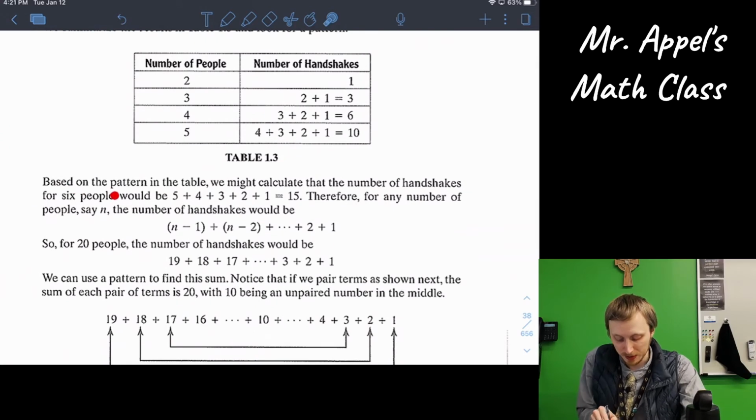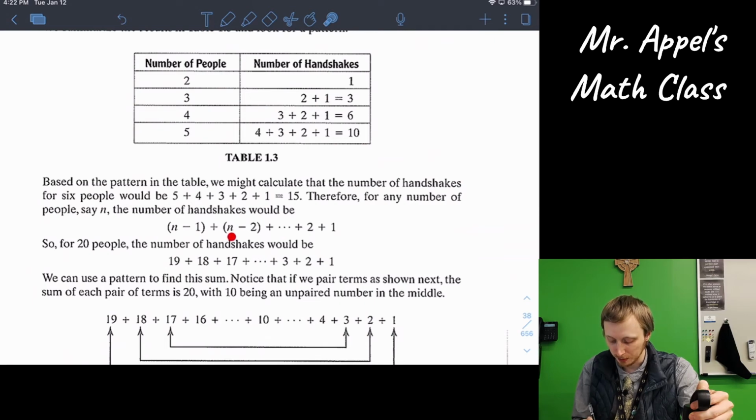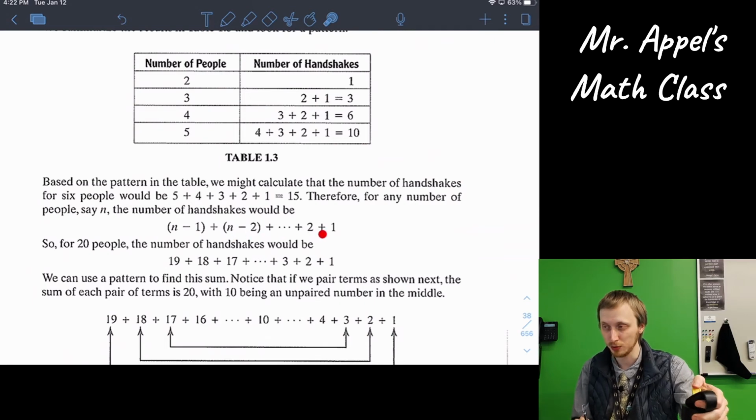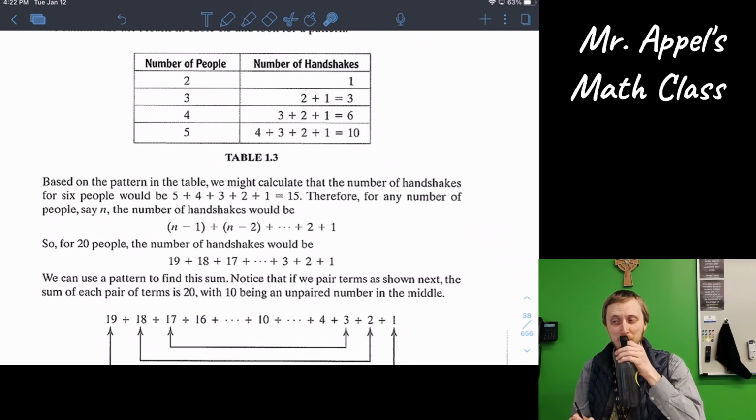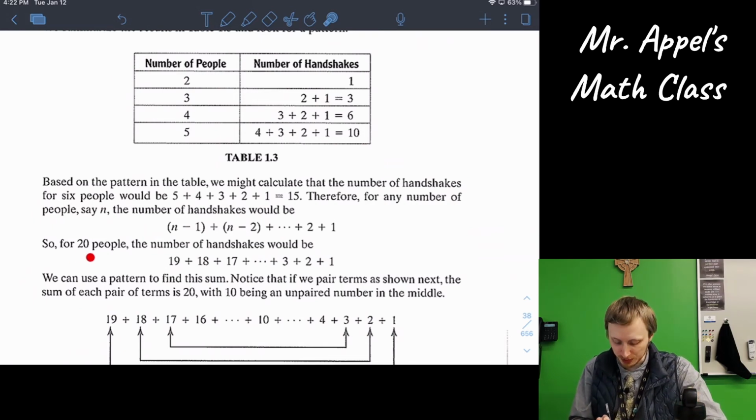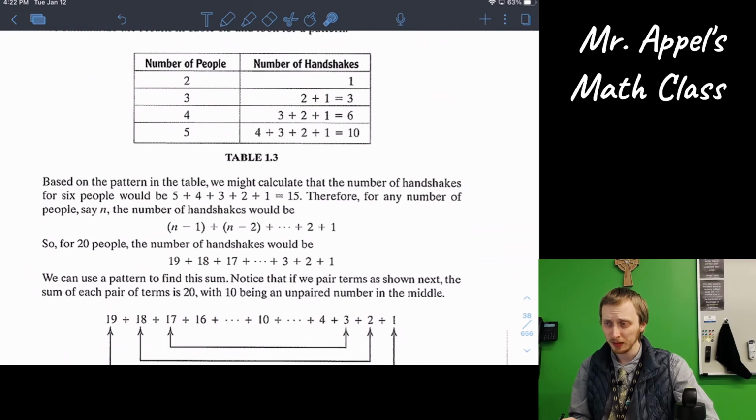So, based on the pattern in the table, we might calculate that the number of handshakes for 6 people would be 5 plus 4 plus 3 plus 2 plus 1, 15. Therefore, for any number of people, say n, the number of handshakes would be n minus 1 plus n minus 2 plus all the way down to 2 plus 1. So, for 20 people, the number of handshakes would be 19 plus 18 plus 17 plus all the middle stuff, 3, 2, 1. Geez, that's still kind of a lot to do by hand. Even on a calculator, that's a lot of button presses.